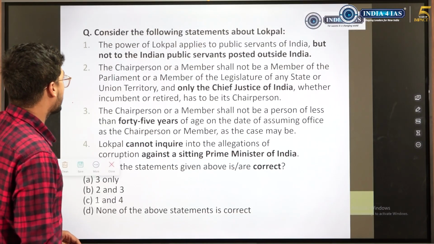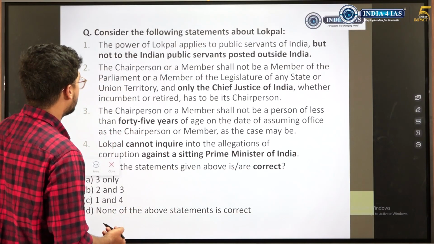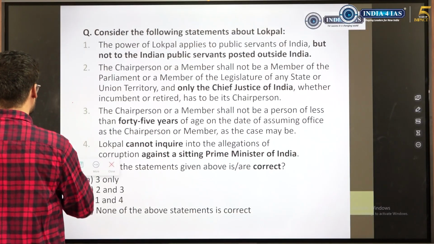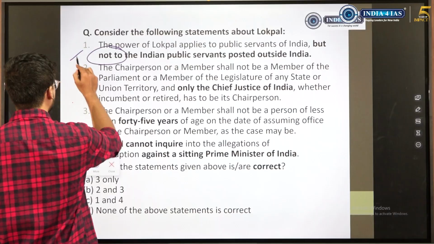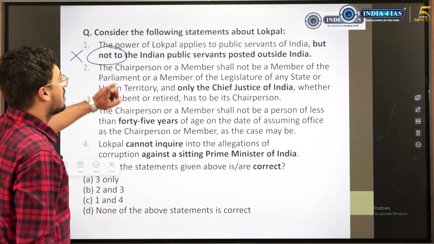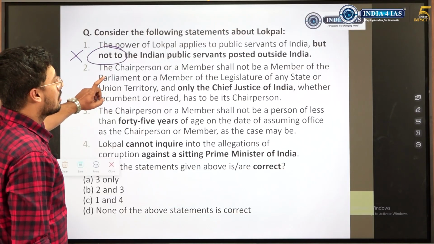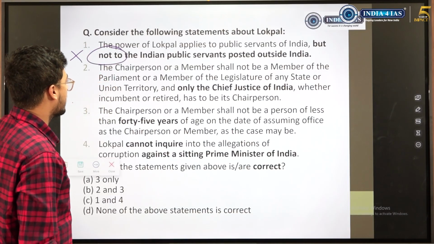Consider the following statements about Lokpal. The power of Lokpal applies to public servants of India, but not to Indian public servants posted outside. I have already said this, but not this. ಈ ತರ statements wrong ಇರುತ್ತೆ because Lokpal is applicable even to Indian public servants posted outside, such as the bureaucrats or the ambassadors who are selected through Indian Foreign Service based on UPSC.